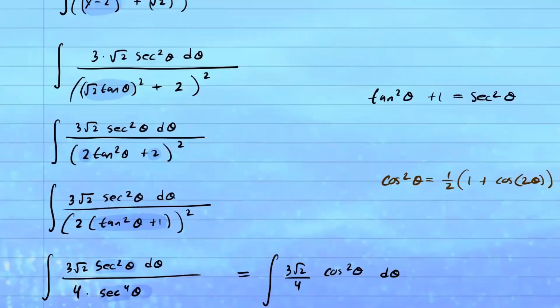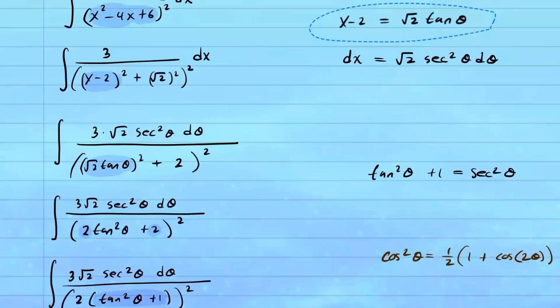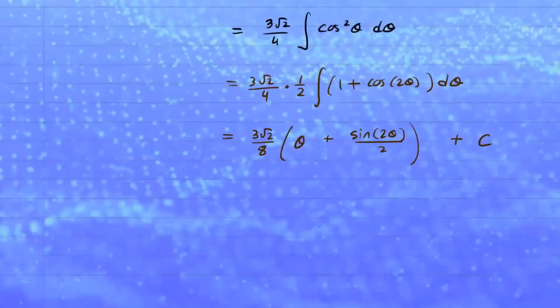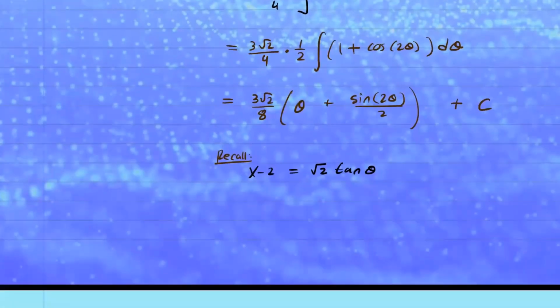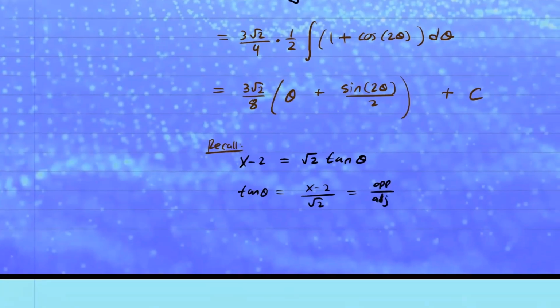So I'm going to go ahead and take my substitution. Initially, this is our substitution. So to bring back the x variable, we go back to this. So recall this from above. If you solve for tangent theta, you know that tangent theta has to be x minus 2 over square root of 2. Tangent is opposite over adjacent when you draw the right triangle. So let's see what this becomes. So here's our right triangle.